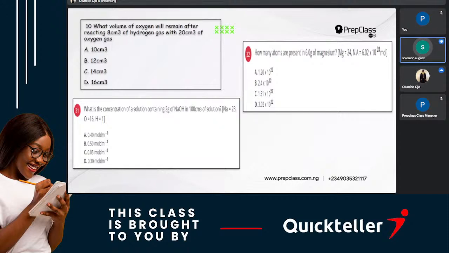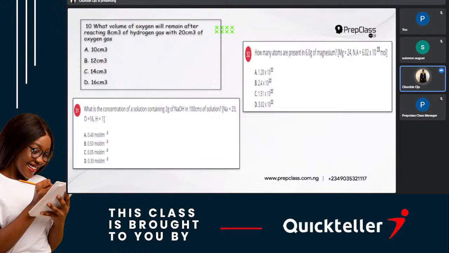0.25 is the number of moles. So 0.25, which is the number of moles, equals the number of atoms over the Avogadro constant. So 0.25 equals the number of atoms we are looking for over the Avogadro constant, which is 6.02 times 10 to the power 23.